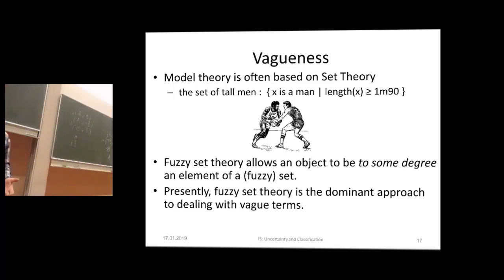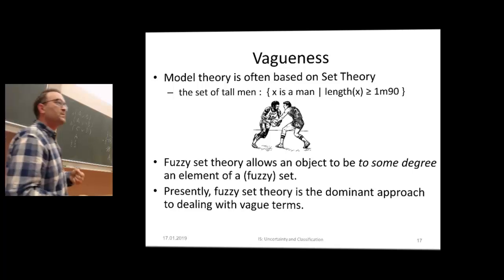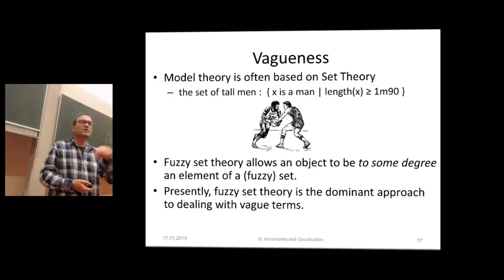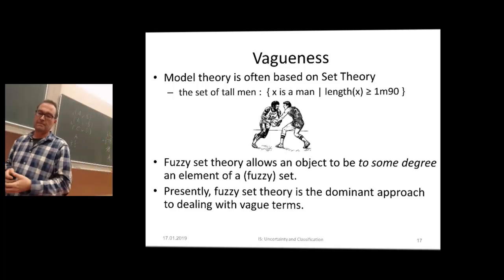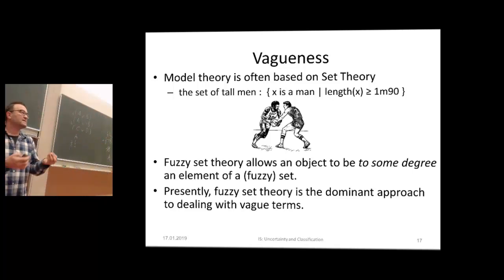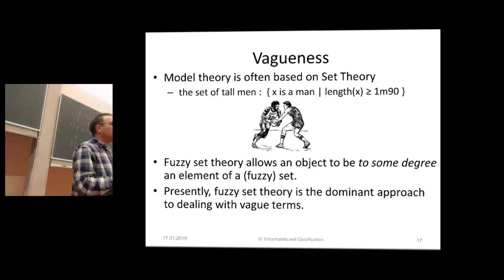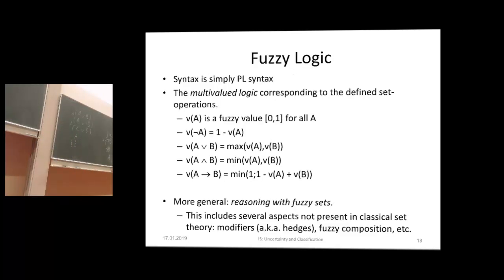So in fuzzy set theory, you are allowed to have certain objects being a member of a set to a certain degree. And it's this mathematical approach that we use in order to model this notion of vagueness. What we want in the end is a fuzzy logic, so a language that we can do reasoning over when it is defined in these terms of fuzzy sets.